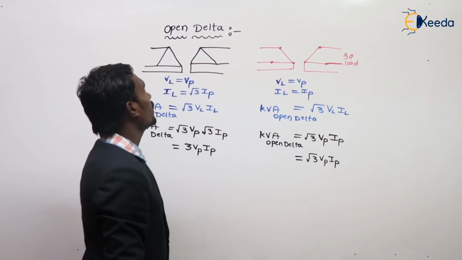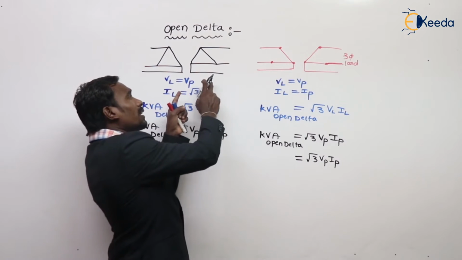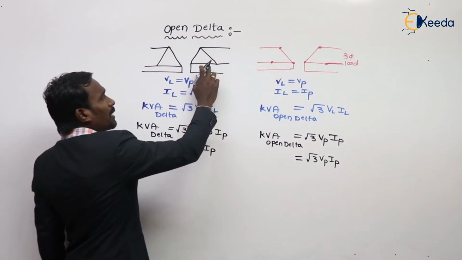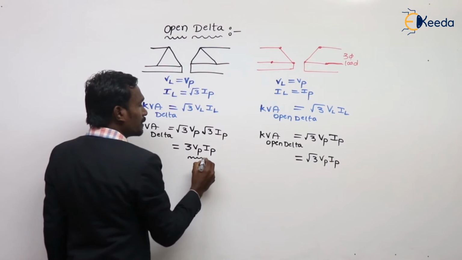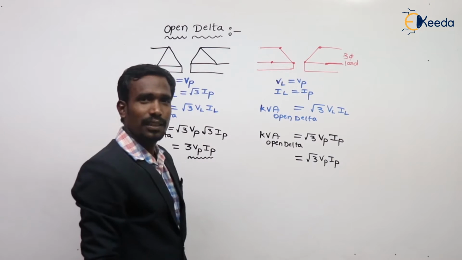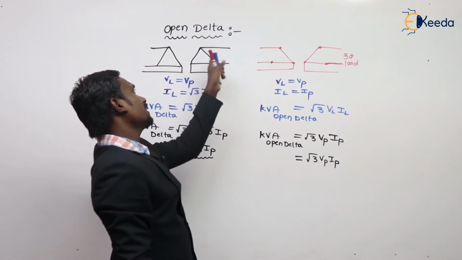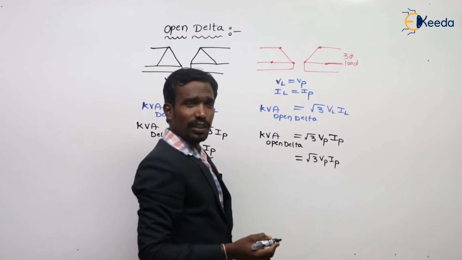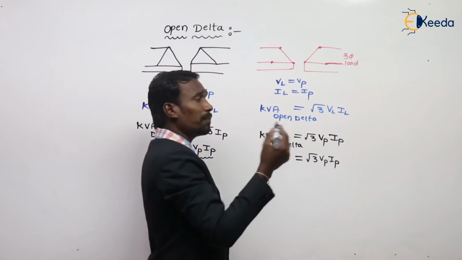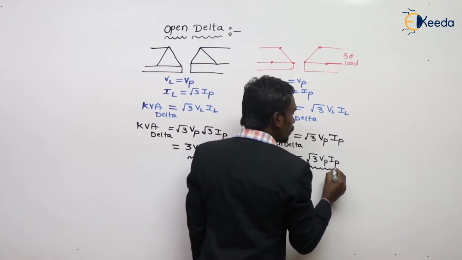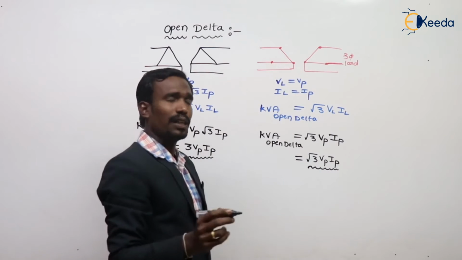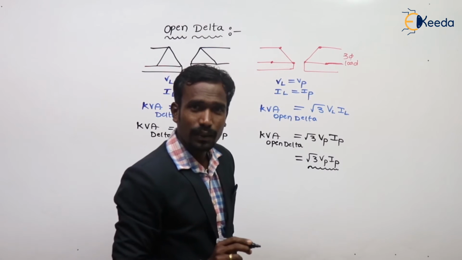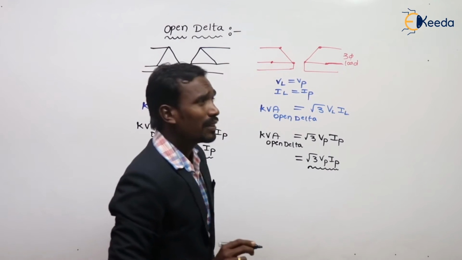In normal condition, or in delta condition, this transformer bank will share the load of 3 times V phase I phase. But when any one of the 3 phases is damaged, the open delta configuration supplies the load of only root 3 times V phase I phase. This is very important.